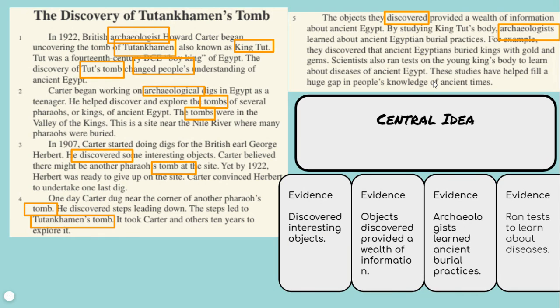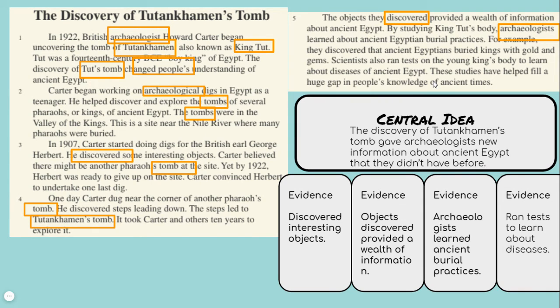The author says the objects the archaeologists found gave them a lot of information, helping them learn about diseases from ancient Egypt as well as burial customs. Think about how these ideas are related to each other and to the words the author repeats. Based on these details, what do you think the central idea of the text is? The discovery of Tutankhamun's tomb gave archaeologists new information about ancient Egypt that they didn't have before.